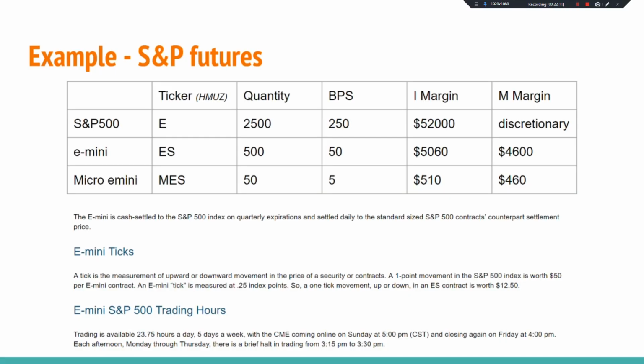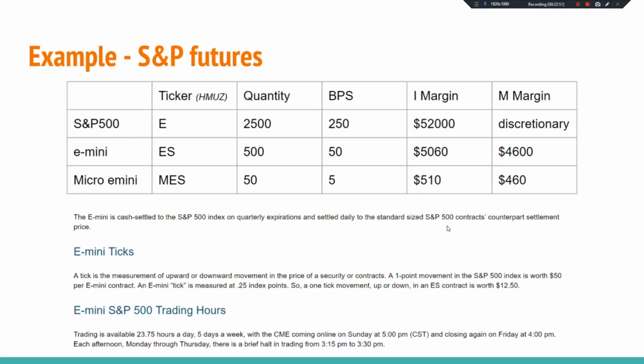So when you're looking at futures contracts, you need to go into a few things before you even take a position. You'll find it all on the exchanges. If you're looking at trading an E-mini, just search E-mini contracts, and you'll pull all this stuff up. It's cash settled to the S&P 500 index on quarterly expiration, settled daily to the standard S&P. So the E-mini is taking its prices basically from the S&P 500, and that's what's used as the cash settlement. And I'll come on to settlement in just a sec.